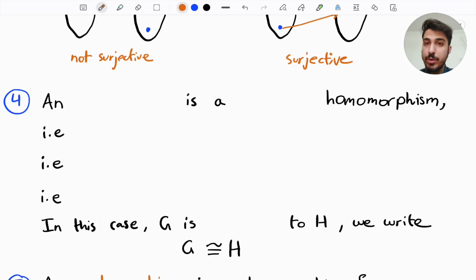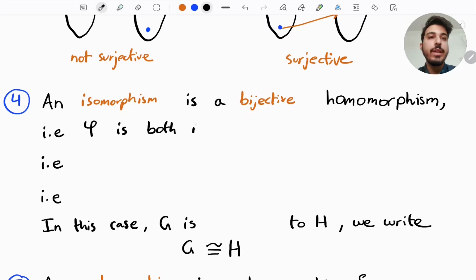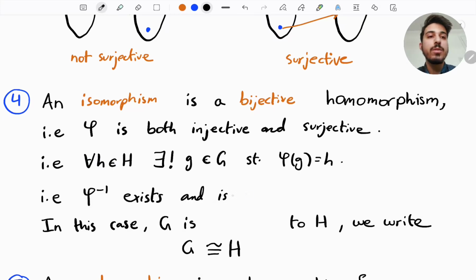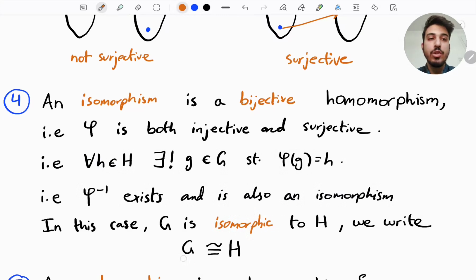And now, if we have both of these properties on the homomorphism, we say that it's an isomorphism. So an isomorphism is a bijective homomorphism. In other words, we have that phi is both injective and surjective. In other words, for all elements h in H, and is also an isomorphism. In this case, G is isomorphic to H as groups, and we write G is isomorphic to H.